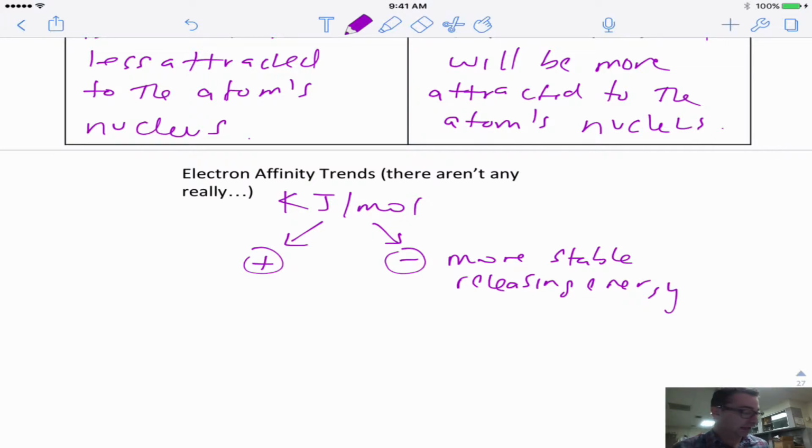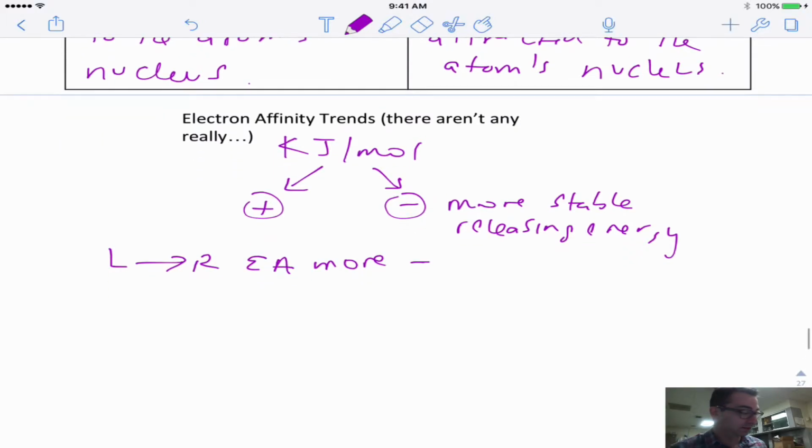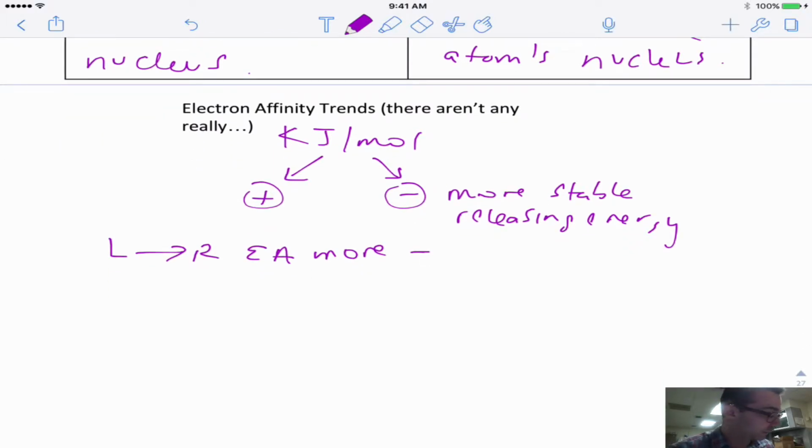What we see is that when you go left to right, the electron affinity generally becomes more negative. Now there are some blips along the way though, some exceptions like we see with ionization energy, and one of them, for example, is in group 2. Another one is in group 15, and another one is in group 18.